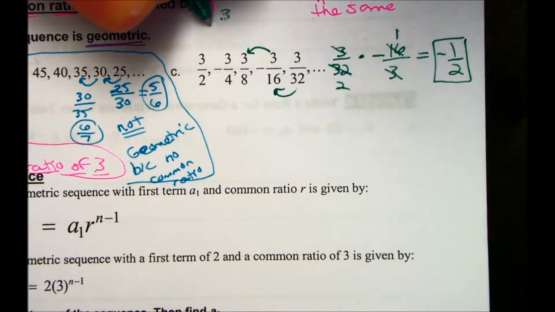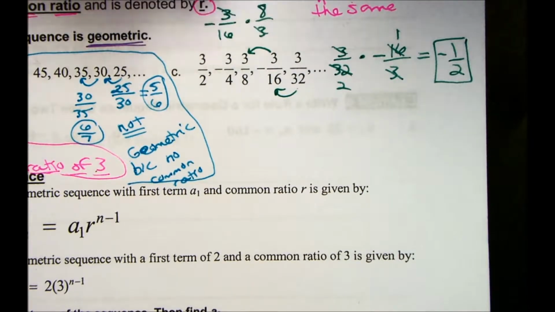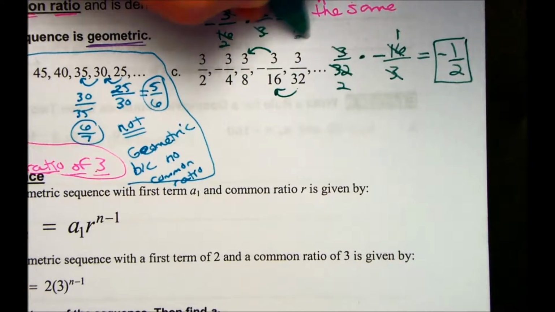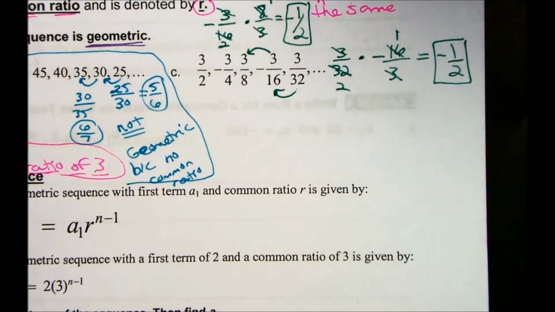So negative 3 over 16 times the reciprocal, which is 8 over 3. Again, you can see that the 3's reduce, and your 8 and your 16 also reduce to 1 over 2, which again gives us a negative 1/2. So far, so good. Looks pretty good.